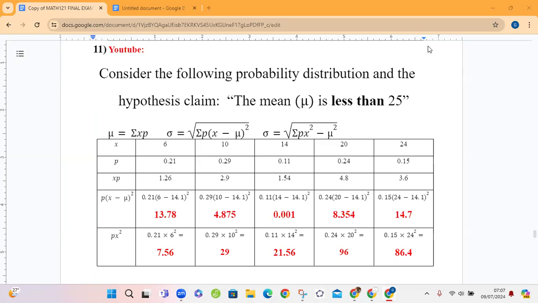As you can see, the data is presented. This is a discrete probability distribution, as we can clearly see. The random variable has values 6, 10, 14, 20, and 24. And the probability values respectively are 0.21, 0.29, 0.11, 0.24, 0.15 respectively. So this is a discrete probability distribution. And the calculations that you see below are to solve or to calculate the population mean, and the two methods for calculating the standard deviation.